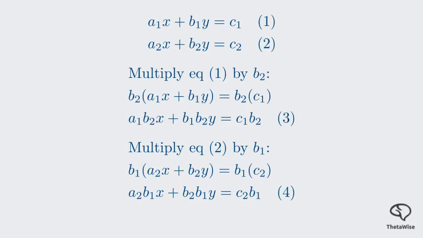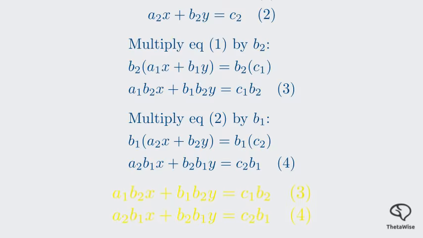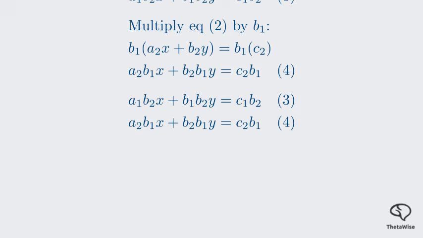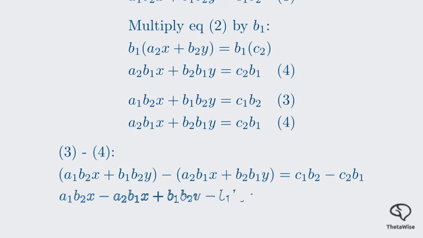Now, notice that the y terms in our new equations, 3 and 4, are identical. Both equations have the term b1b2y. This is exactly what we wanted for elimination. Since the y terms have the same sign, we'll subtract equation 4 from equation 3. On the left side, b1b2y minus b1b2y is 0, so the y term is eliminated.